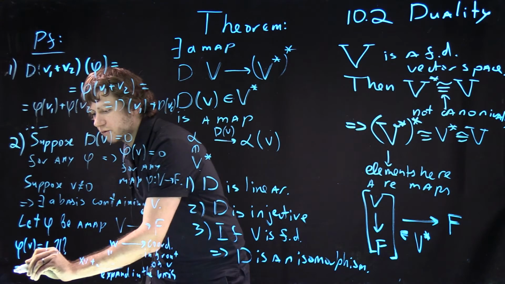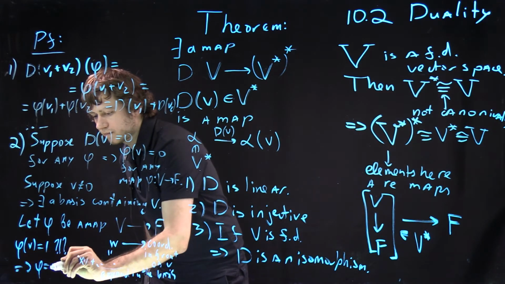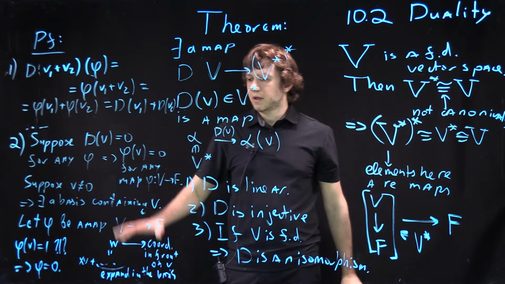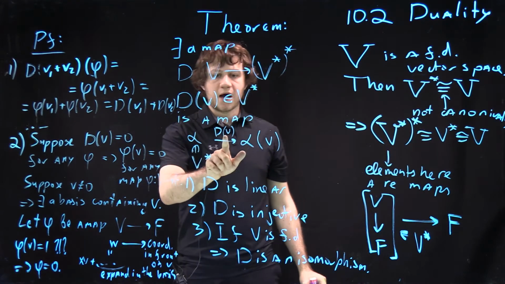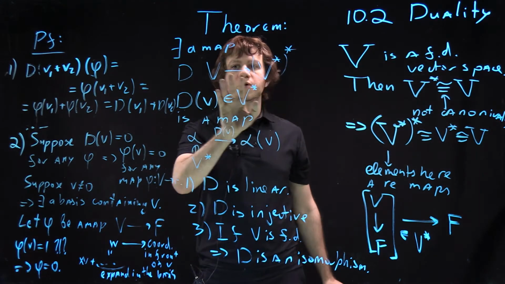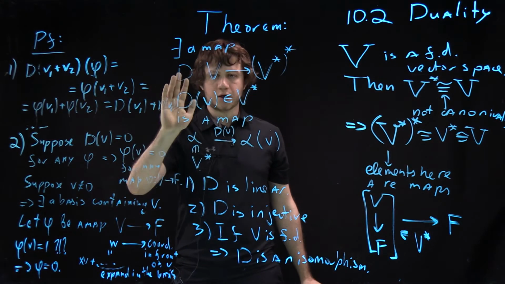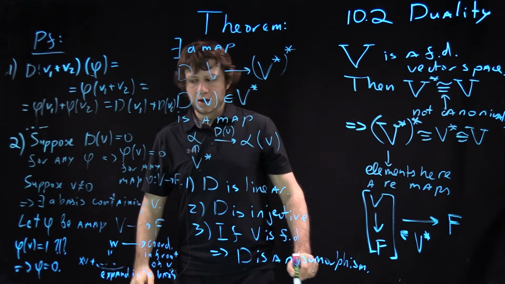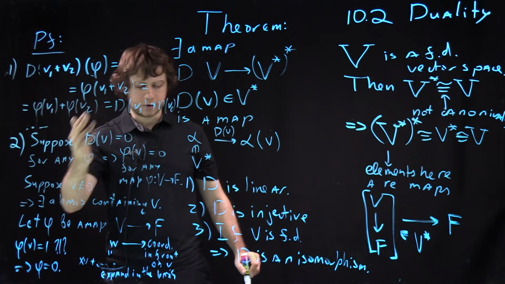And so phi is equal to 0. Perfect. So now we know that we have a map from V to V star star, which is injective and which is linear. So we just checked that the kernel is 0, right?